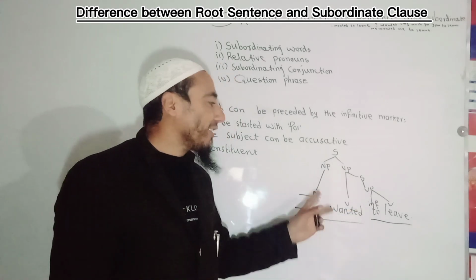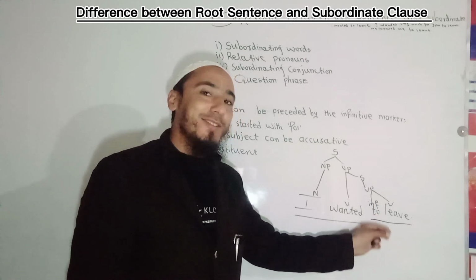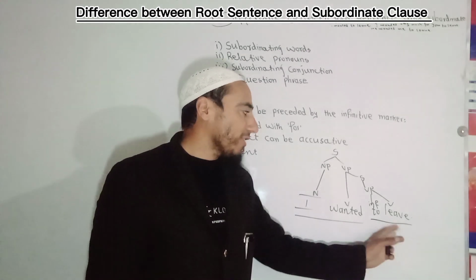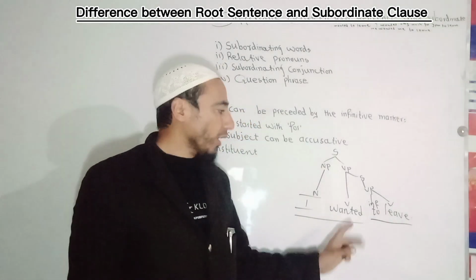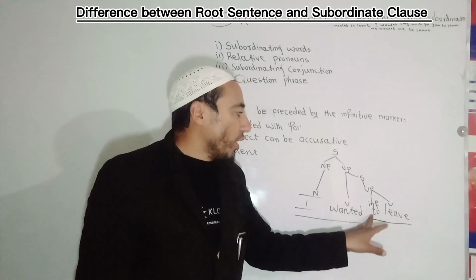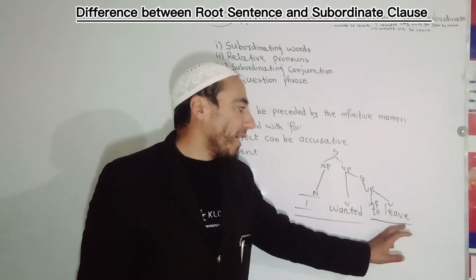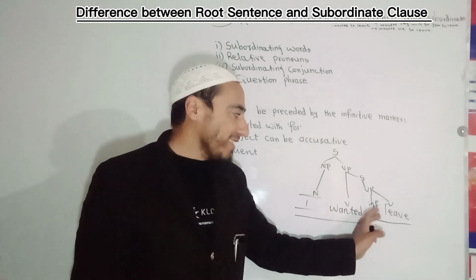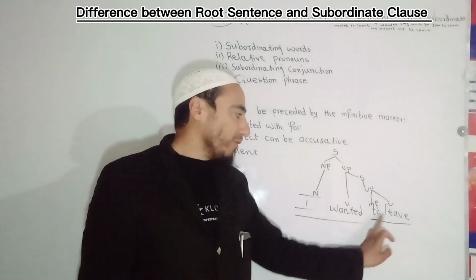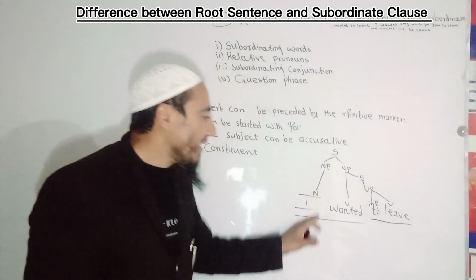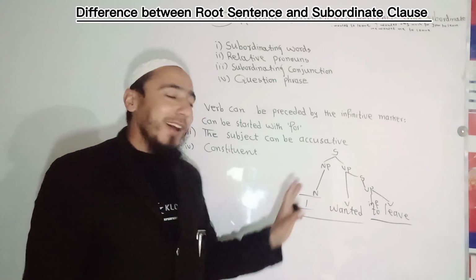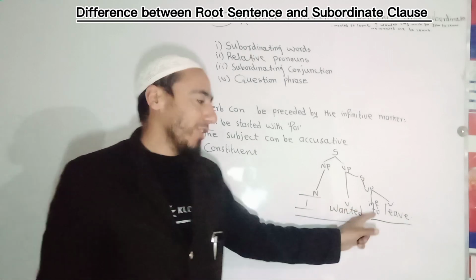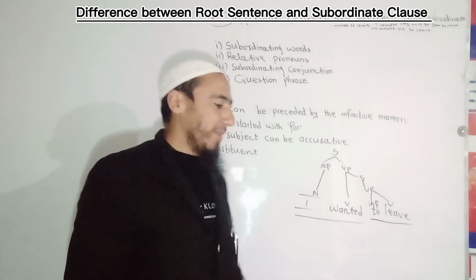The subordinate clause also starts with an infinitive phrase. So here we have an infinitive clause or infinitive phrase, "to live." Okay. Now remember that here the verb is preceded by the "to" marker. It means after the "to," which is the infinitive, there is a verb. While when we are talking about the root sentence, the verb is not preceded by the infinitive "to." This is the main difference.